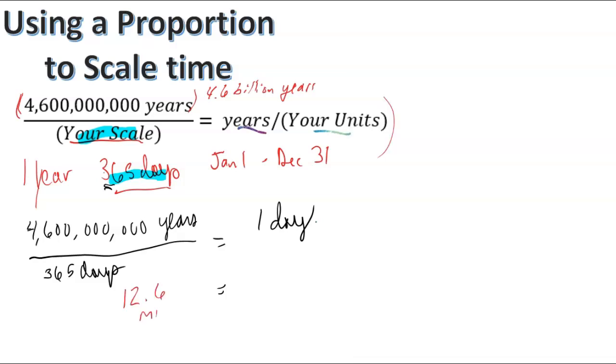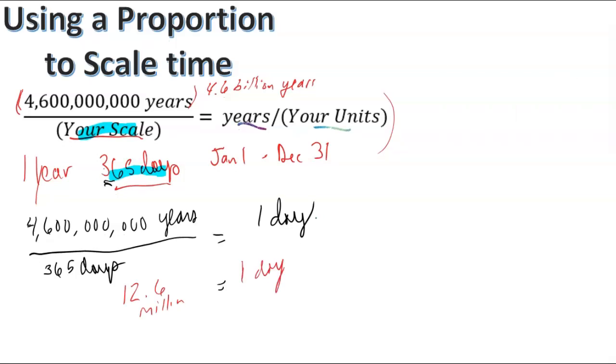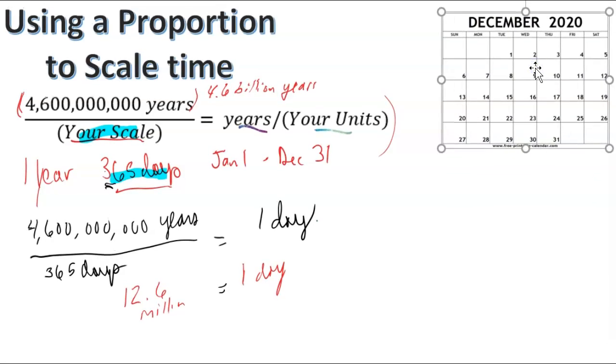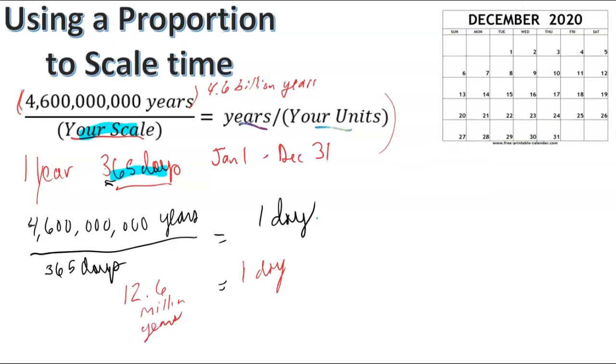12.6 million. We should start looking at this. I'm going to pull up a calendar here so we can see what's happening. Here's December 2020. If you look at December 1st, 2020, that 1 day on our calendar, on a scale model, contains 12.6 million years. That's how much time is there. If you add up all the days in the calendar, 365 days, it adds up to 4.6 billion years in total. That's why we have a scale model.